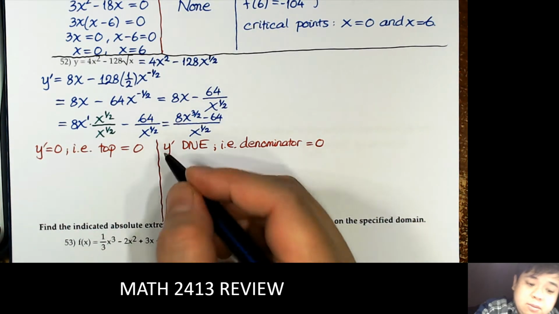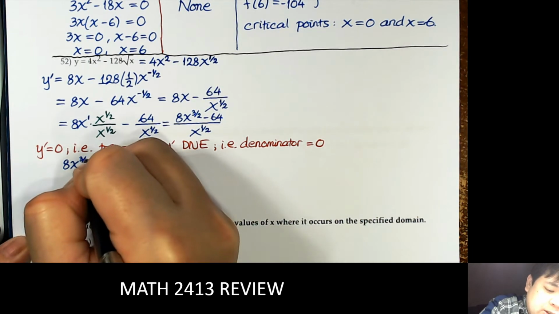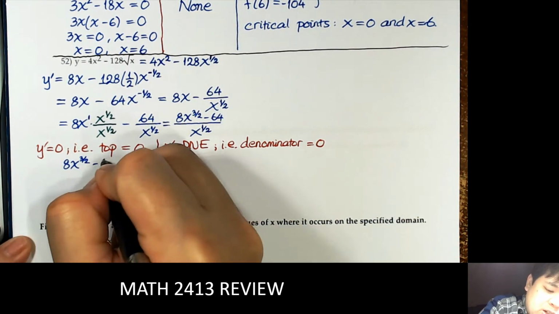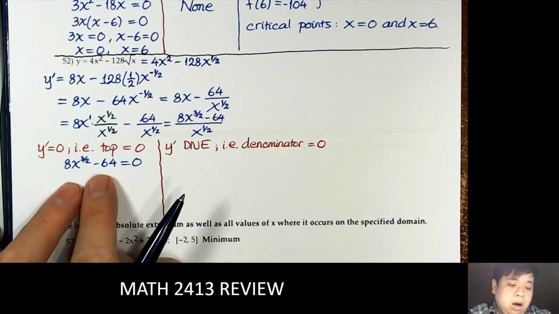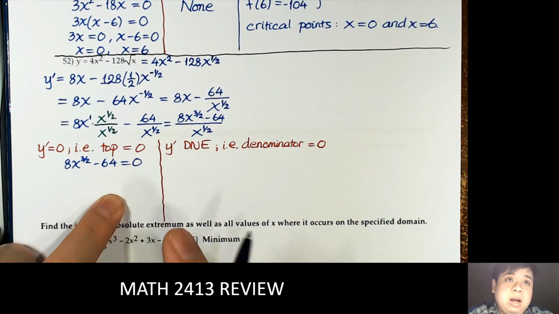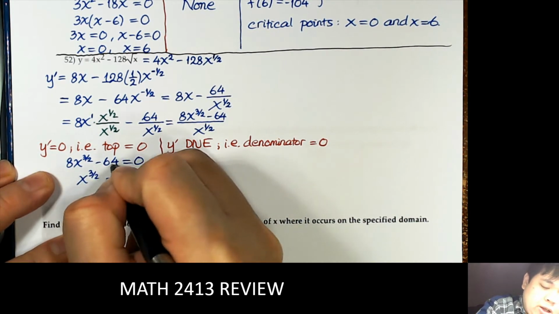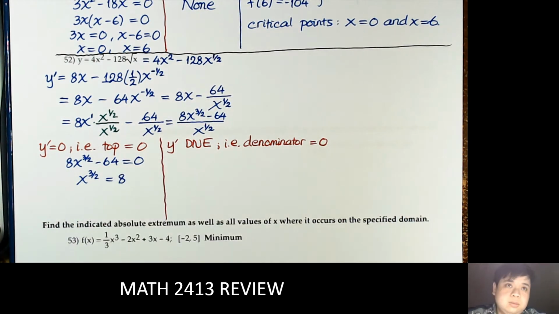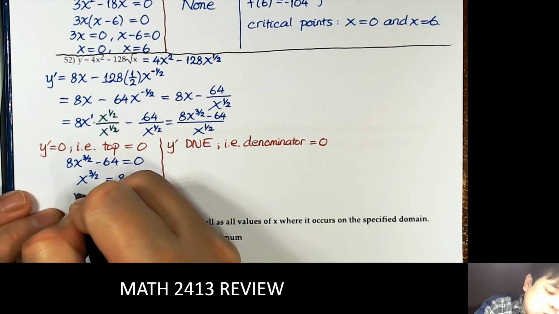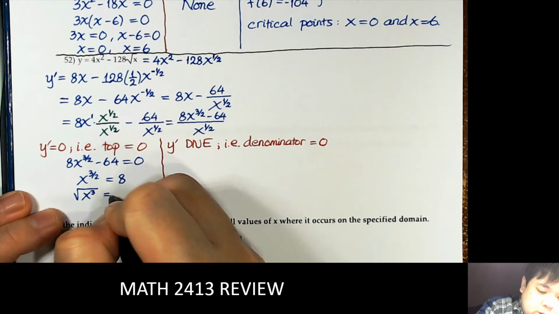Right, so we have 8x to the 3/2 minus 64 equals 0. That's the top. Move the 64 over and divide by 8. We have x to the 3/2 equals 64 divided by 8, which is 8. Now, x to the 3/2, we can write this as square root of x cubed equal to 8.